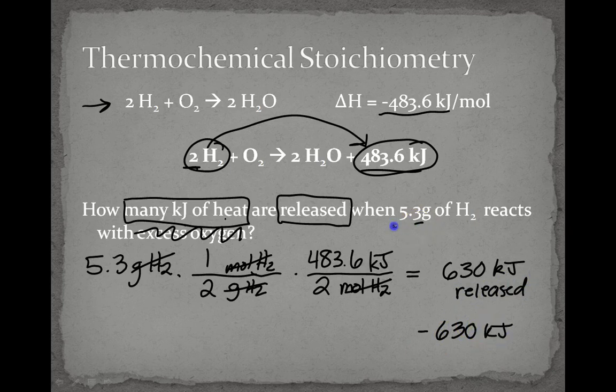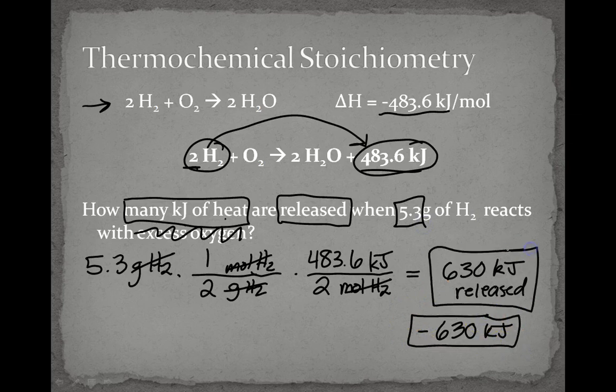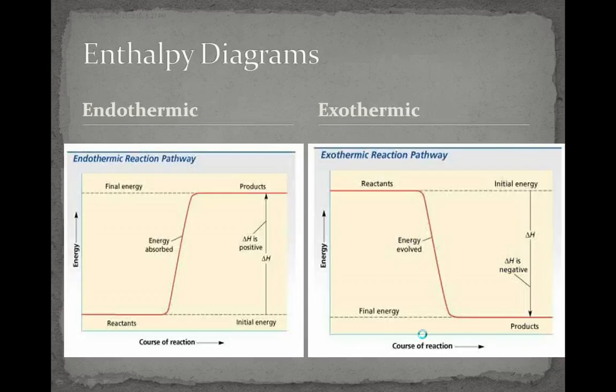I do have the right number of sig figs. Yep, 2 sig figs here, so 2 in our answer. So if it's an exothermic reaction, you either need to write released or include a negative sign before your answer. If it's endothermic, it would be 630 kilojoules absorbed or a positive number of kilojoules. We'll practice that more in class.